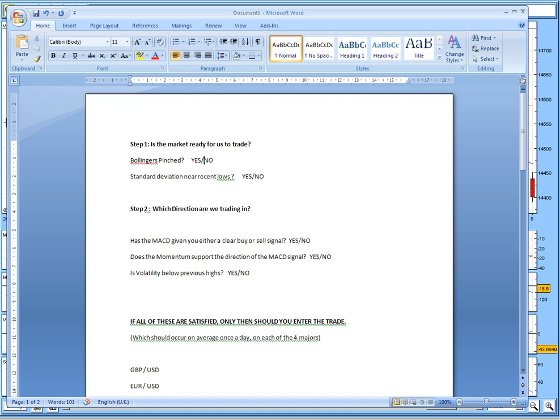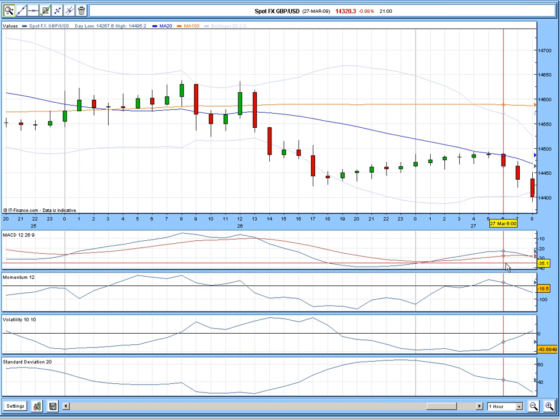So if we go back to the chart, we can clearly see here that the blue line was above the red.